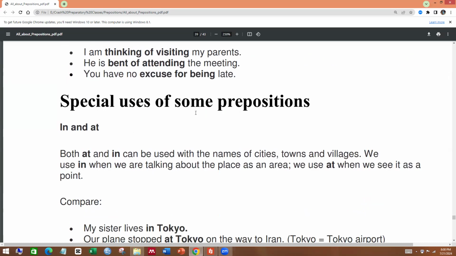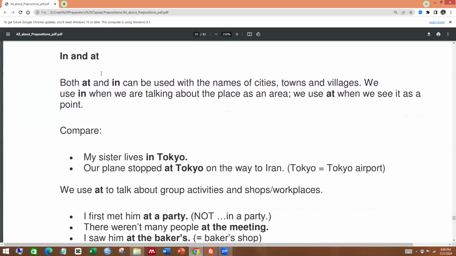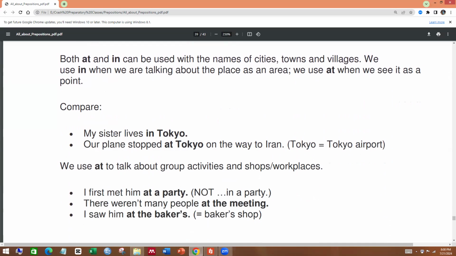चलो, special uses of some prepositions. In and at: both at and in can be used with the names of cities, towns, and villages. We use in when we are talking about a place as an area. We use at when we see it as a point. Compare: my sister lives in Tokyo. Our plane stopped at Tokyo on the way to Iran.